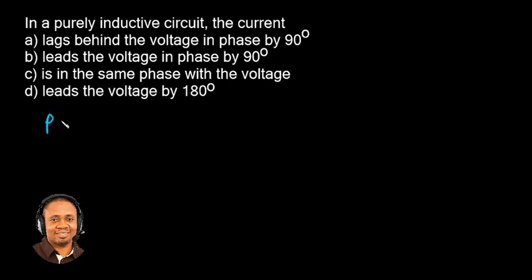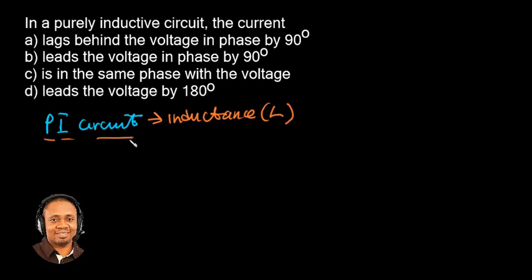First, let us take a look at pure inductive circuit. The circuit which contains only inductance, that is L, and not any other quantities like resistance and capacitance in the circuit, is what is called pure inductive circuit.